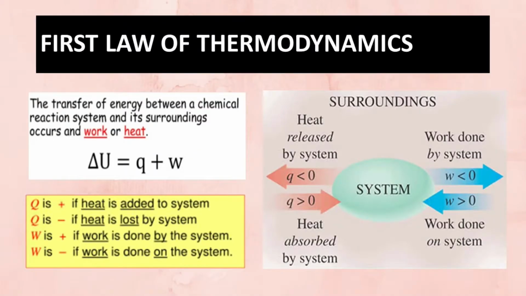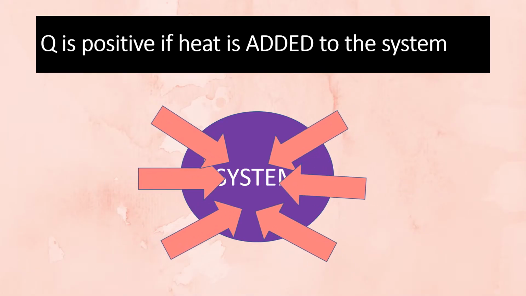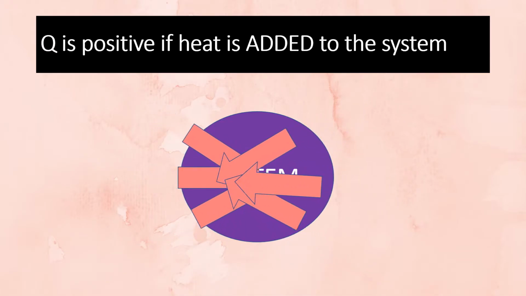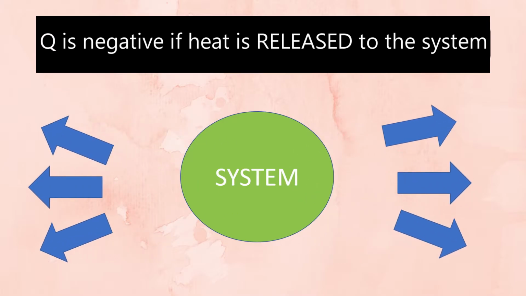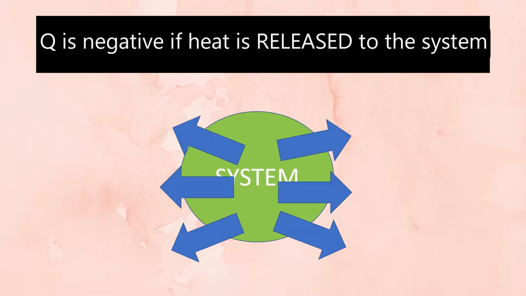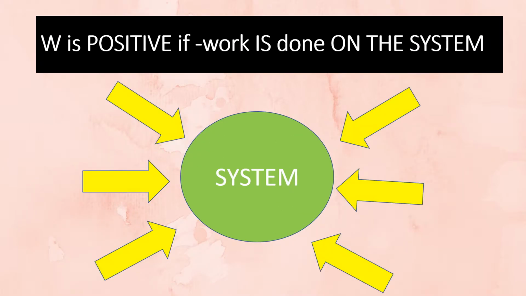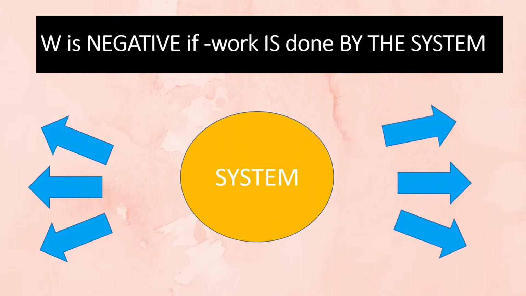The first law may be written as U = Q + W, where U is the internal energy, W is the work, and Q is heat. Q is positive if heat is added to the system. Q is negative if heat is released from the system. W is positive if work is done on the system. W is negative if work is done by the system.